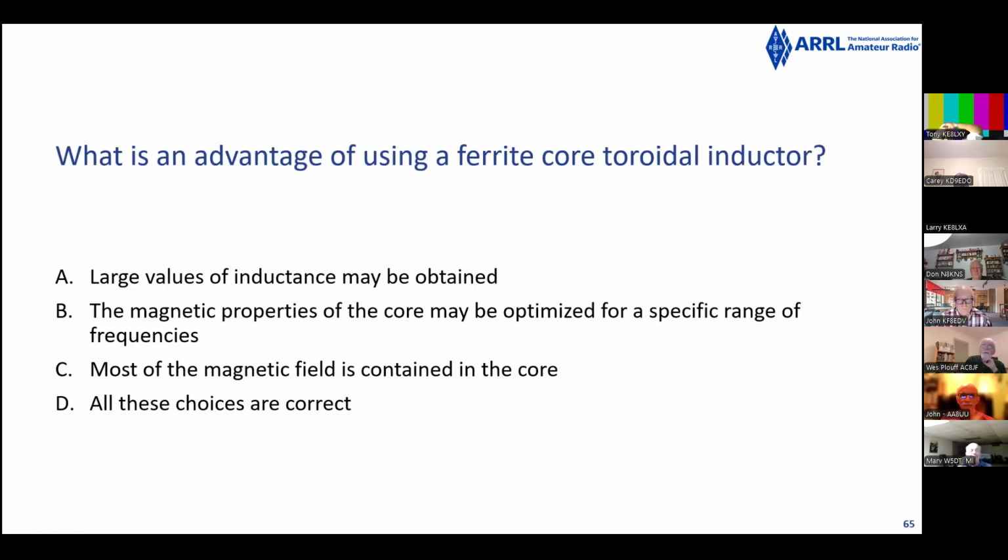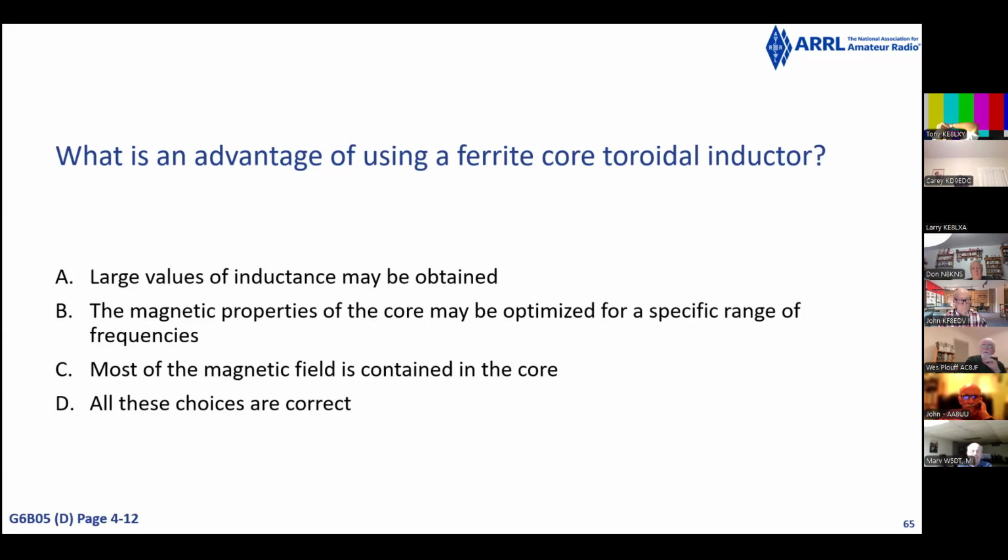What is an advantage of using a ferrite core toroidal inductor? A, large values of inductance may be obtained. B, the magnetic properties of the core may be optimized for a specific range of frequencies. C, most of the magnetic field is contained in the core. Or D, all of the above. It's either C or D. C. Well, we have a couple of C guesses, but the answer is actually D. It's all of those things.